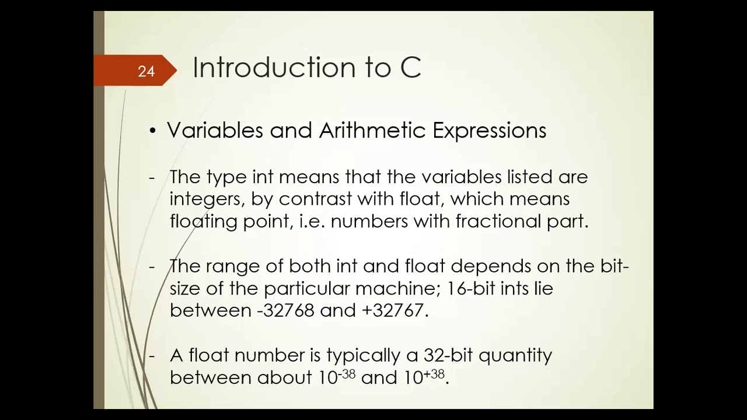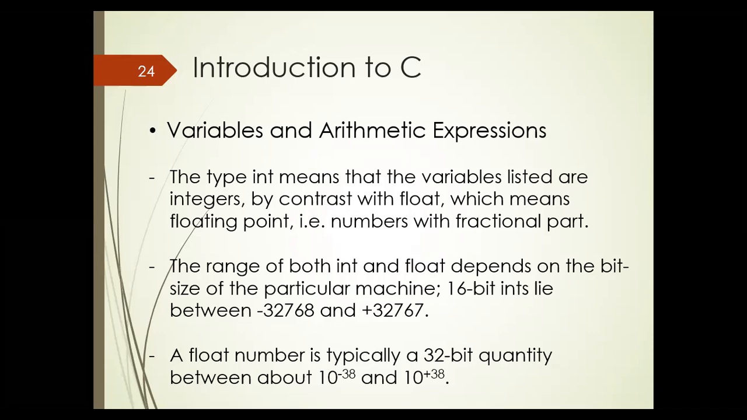So a variable of type int means that the variables listed are integers, by contrast with float. So if you want to define a number which has decimal points, let's say 2.5, 3.6, then you can't use int, you have to use float. So the reserved keyword for decimal point numbers would be float.